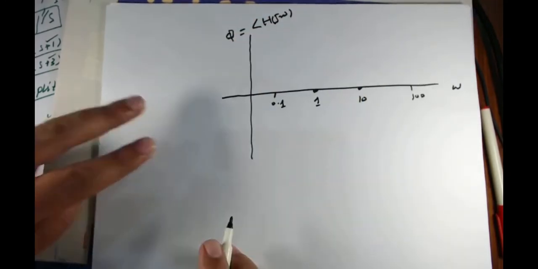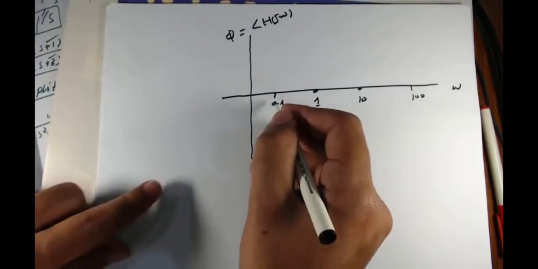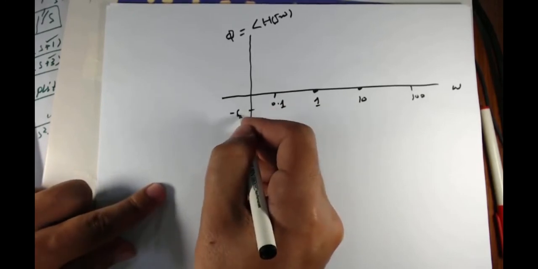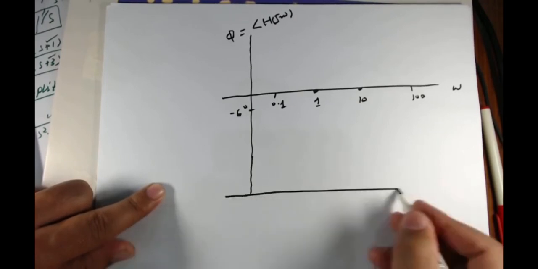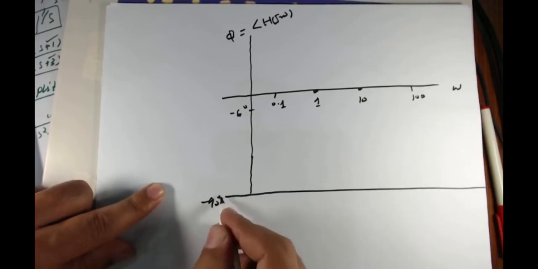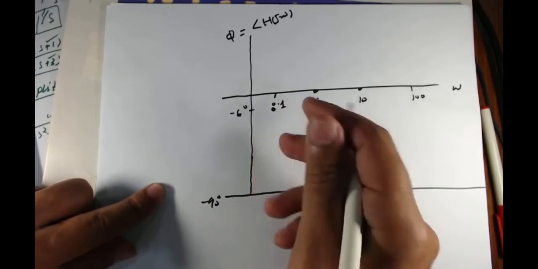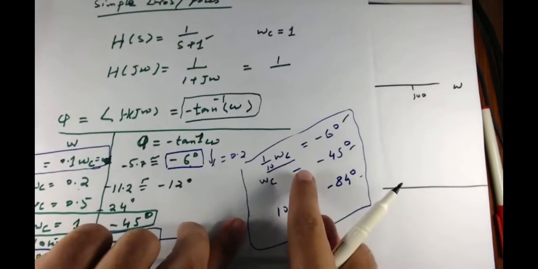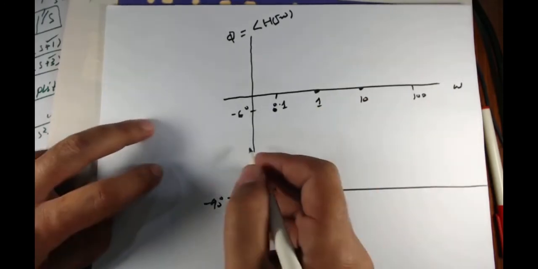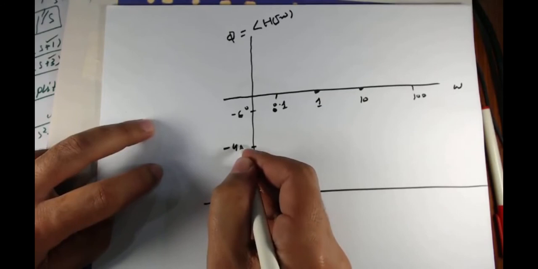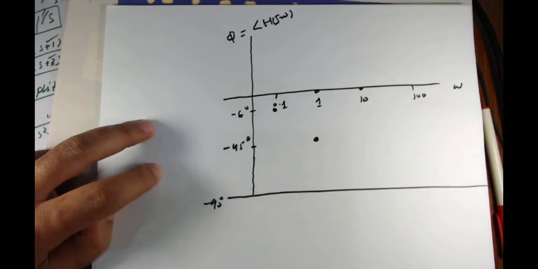So based on these 3 points which we drew here, we can say that at 0.1 our angle will be minus 6 degrees. Say here this is our minus 90 degree asymptote. At 0.1, when omega was equal to 1 by 10 times omega c, our angle was minus 6 degrees. Now another point is minus 45 degrees, and where was it occurring? It was at 1, when omega equals exactly omega c.